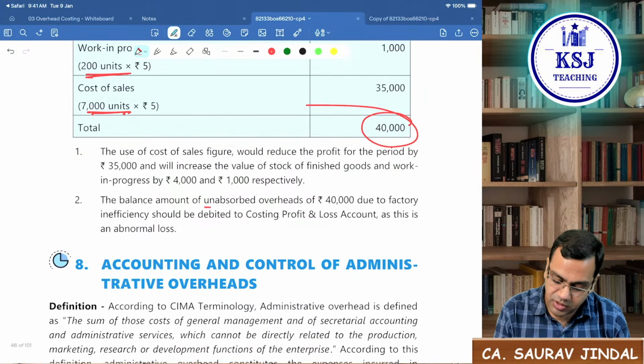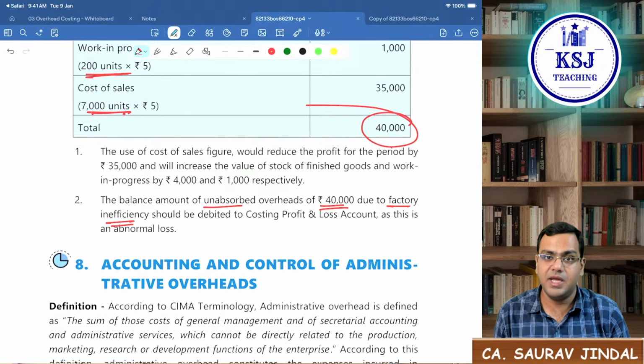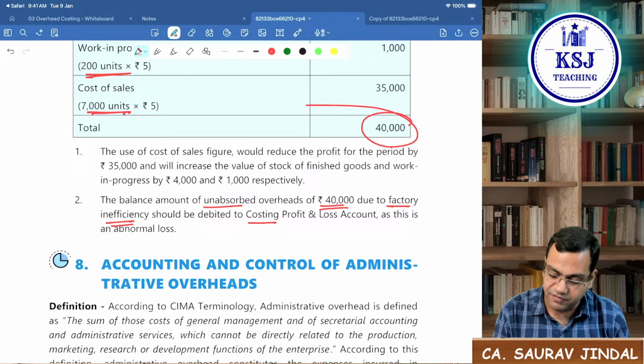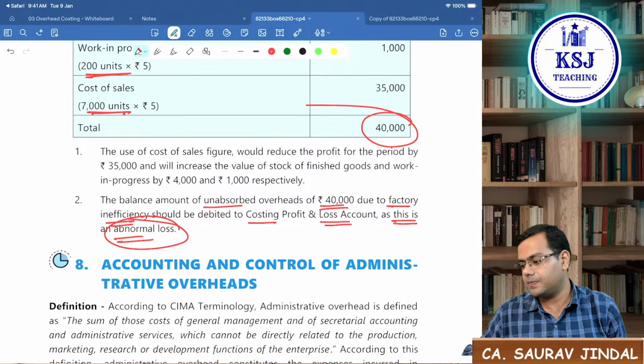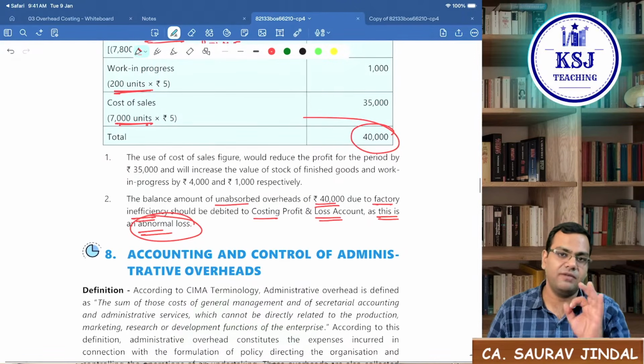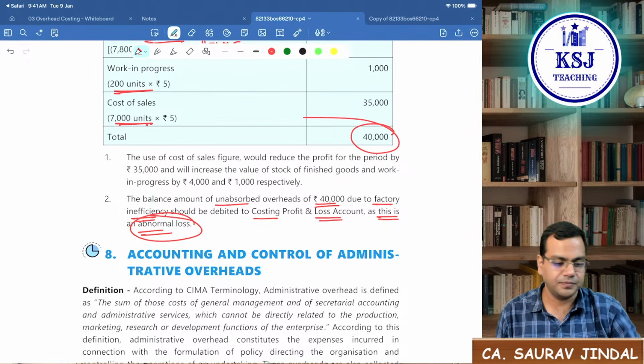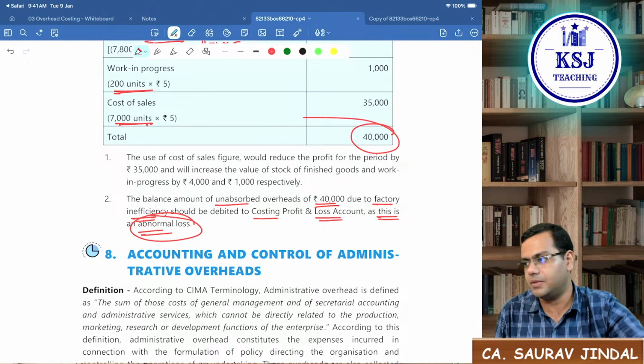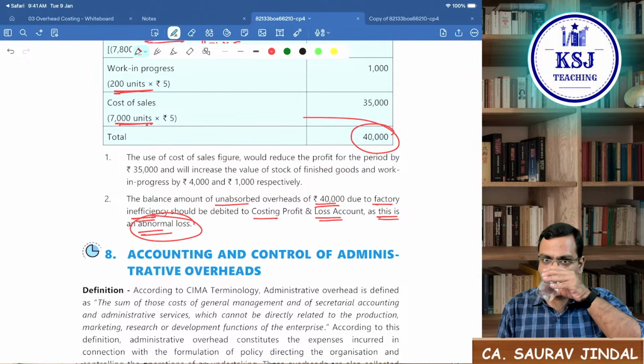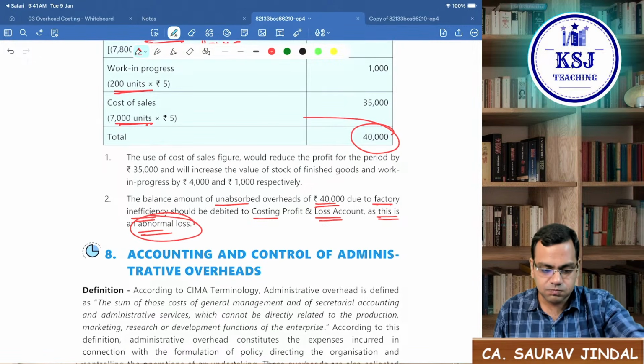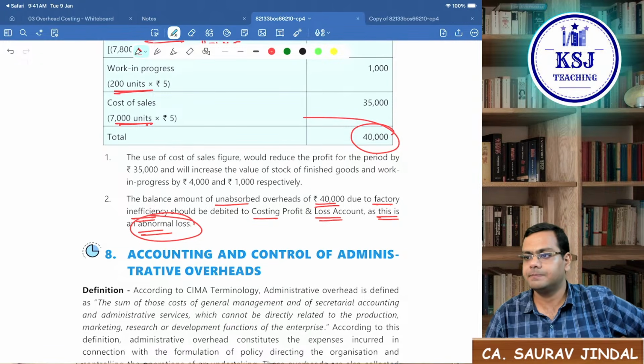The balance amount of unabsorbed overheads of 40,000 due to the factory inefficiency should be debited to the costing profit and loss account, as this is an abnormal loss. Right? So abnormal loss will always and always be taken to costing P&L. This you should always remember. Okay. Any doubts in this part? Over and under absorption is clear.